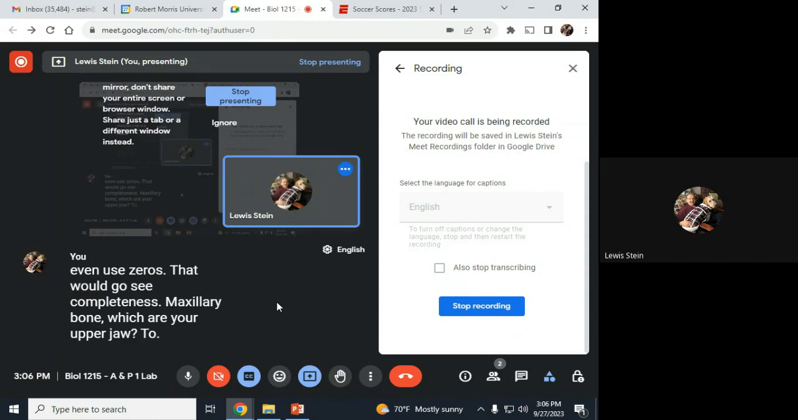Nasal, and that's the bridge of your nose. Most of your nose is made out of cartilage. There's 2 there. Palatine. It's really the hard part of your palate, but the smallest portion. Most of it's maxillary. You'll see that in a bit with some of the models that I have.